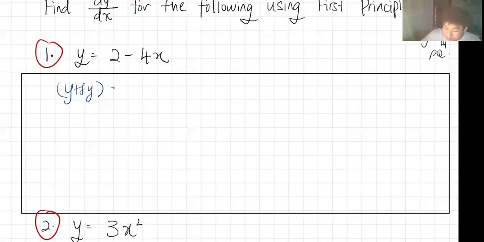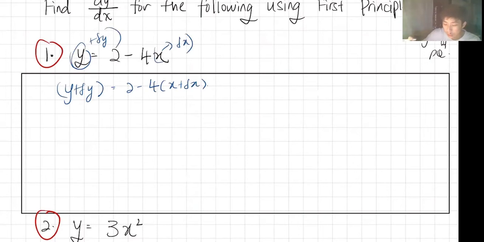y plus delta y is equal to 2 minus 4 times (x plus delta x). What I do is basically this: to y I add a delta y, and to this x I add a delta x, in a bracket, don't forget. You understand? So that's what I did.